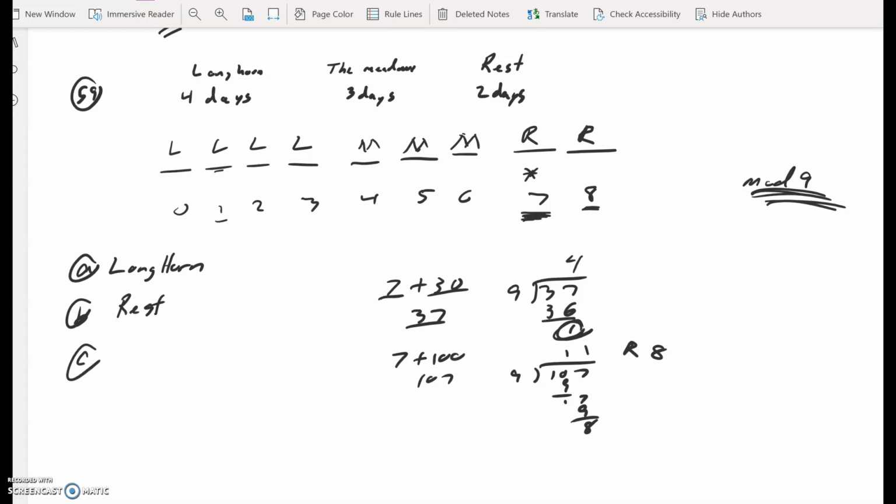Part C says 366 days from today, so it's 7 plus 366. That's 373. Doesn't look much like a 3, does it? And so we have 373 divided by 9, because we're working modulo 9. We have a 4 here, and a 1 here, and a remainder of 4, so it will be the Meadows, the first day of working at the Meadows. So, the Meadows.